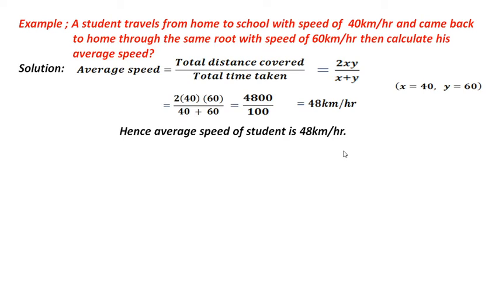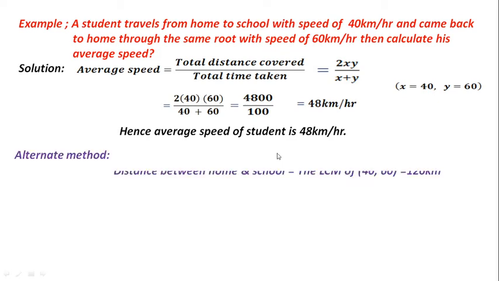So this is the usual method. If you know the formula, you can follow this. Otherwise, there is another alternate method. I have taken the distance between home and school as the LCM of 40 and 60. This is just an assumed distance.